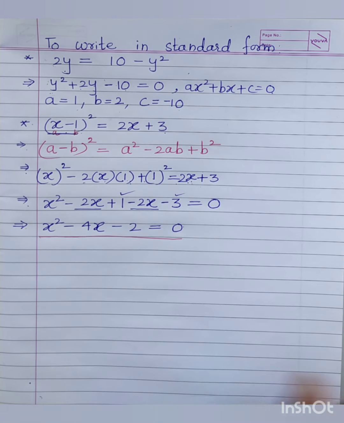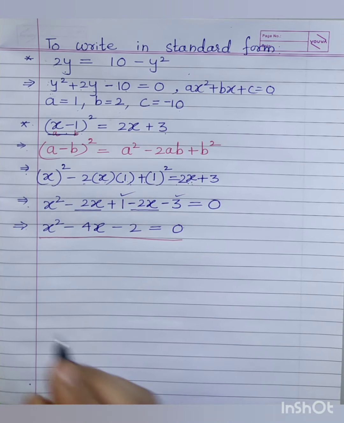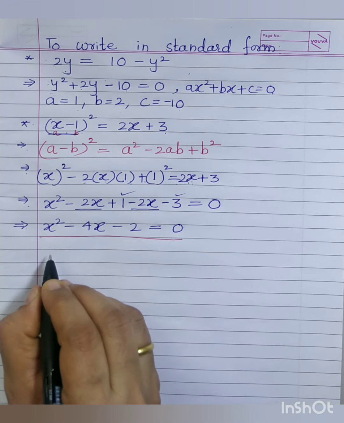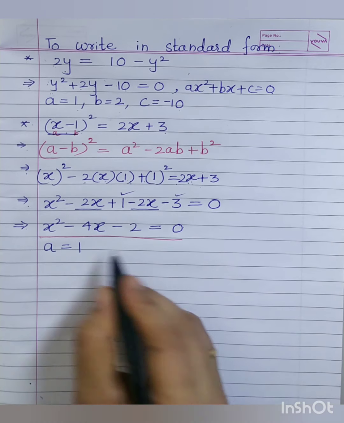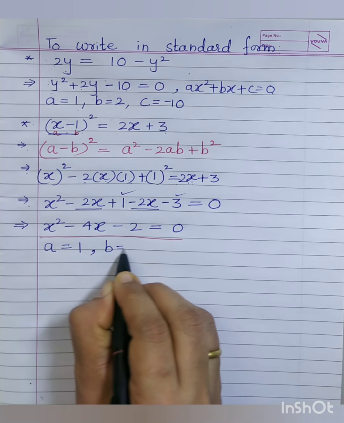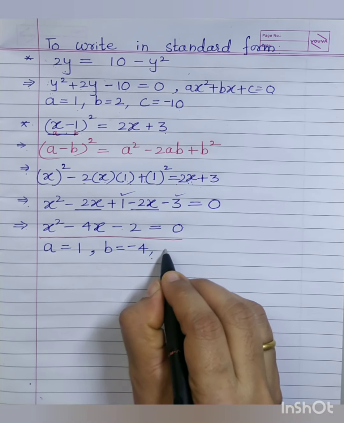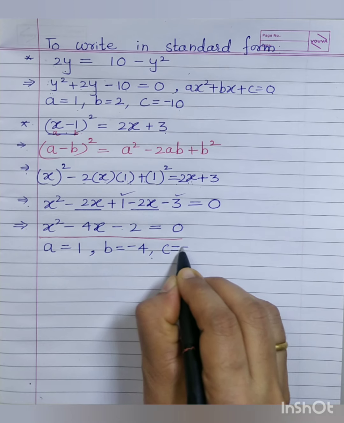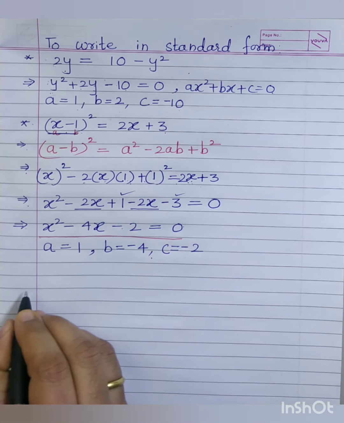Now you need to compare it with ax square plus bx plus c is equal to 0. So what is the coefficient of x square? 1. So a is 1. What is the coefficient of x? Minus 4. b is minus 4. What is the constant term here? c. c is equal to minus 2. Hope it is clear. Let's take one more example.